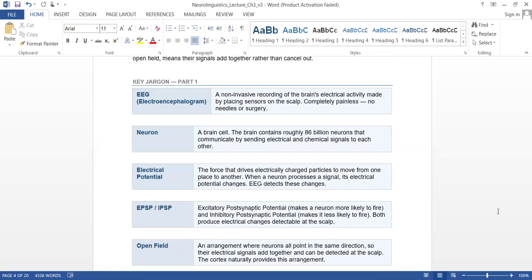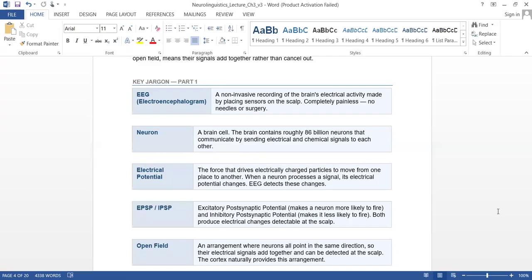Neurons are brain cells. The brain contains roughly 86 billion neurons that communicate by sending electrical and chemical signals to each other. Electrical potential is the force that drives electrically charged particles to move from one place to another. So there has to be a force, something that pushes those charged particles to move. When neurons process a signal, their electrical potential changes. EEG detects these changes, right? So that means the power of pushing electrically charged particles is measured this way.